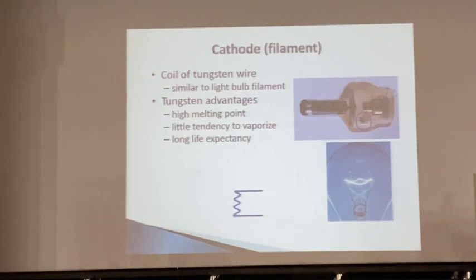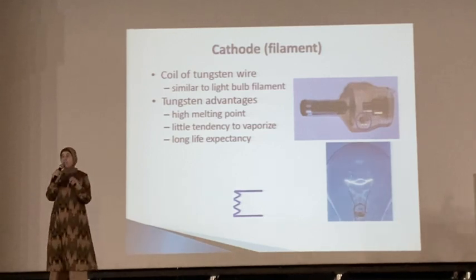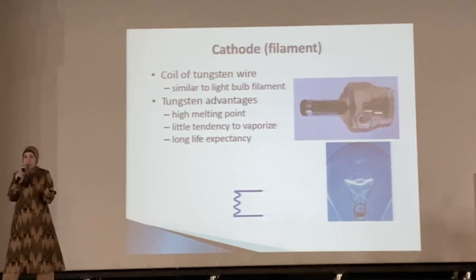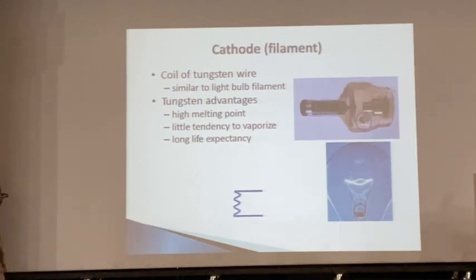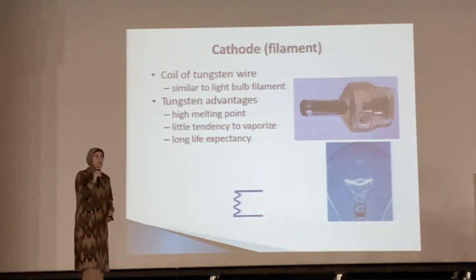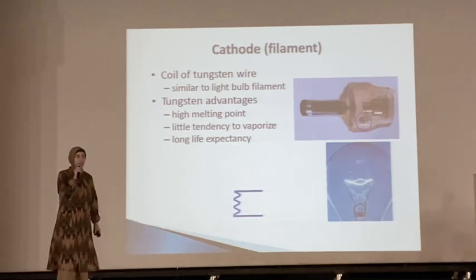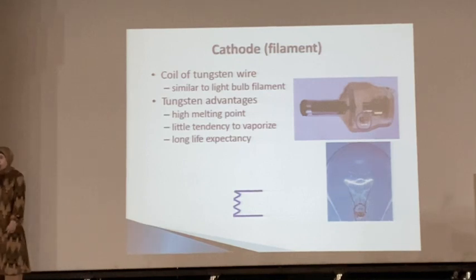Let's talk about the cathode. Also, it's called the filament. What is cathode or filament? As I said, it is a negatively charged electrode and basically composed of a heavy metal which is called tungsten. Tungsten is a heavy metal and the atomic number is about 74. Like iron, lead, and copper, it's a heavy metal.